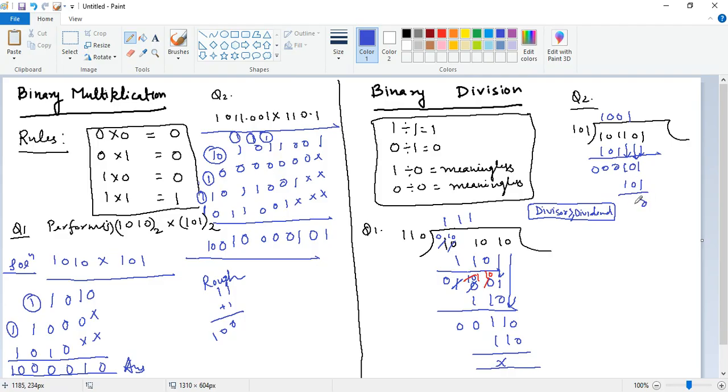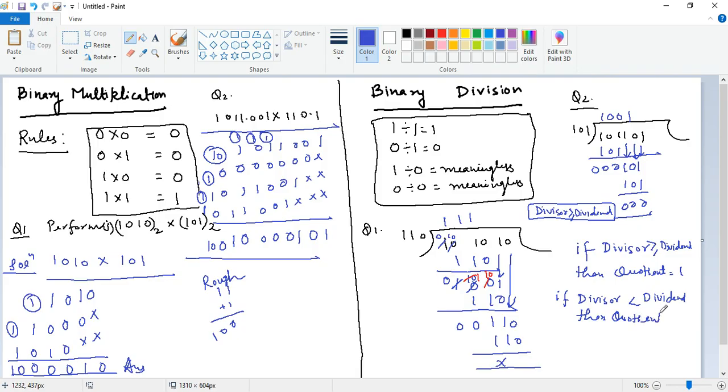1 minus 1 is 0, 0 minus 0 is 0, 1 minus 1 is 0. It means if the divisor is greater than or equal to the dividend, then the quotient is equal to 1. If the divisor is less than the dividend, then the quotient is equal to 0. So here we have done our binary multiplication and binary division.